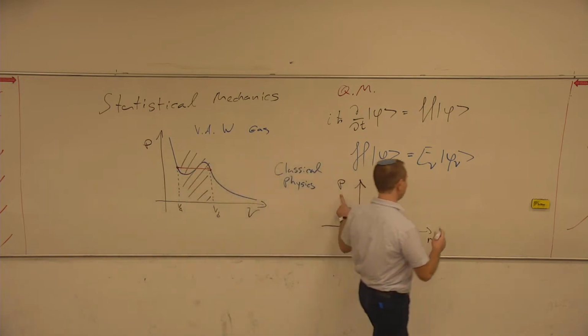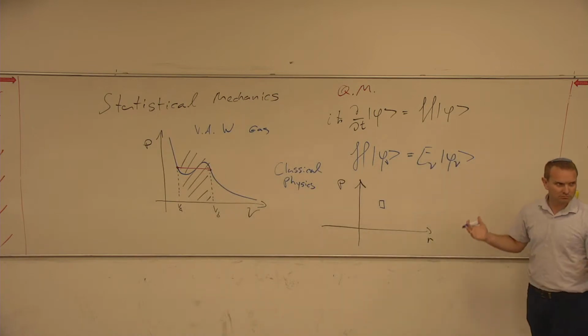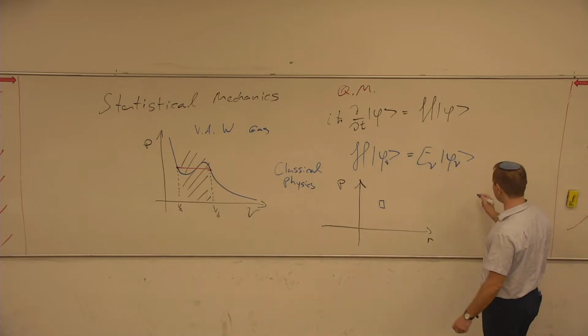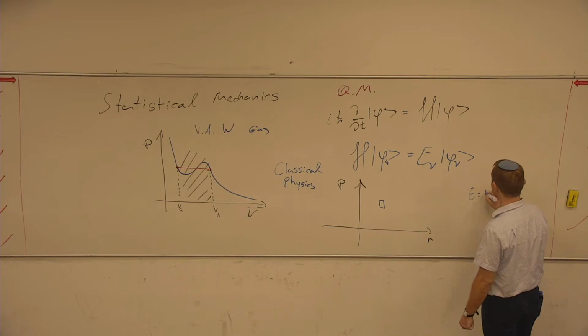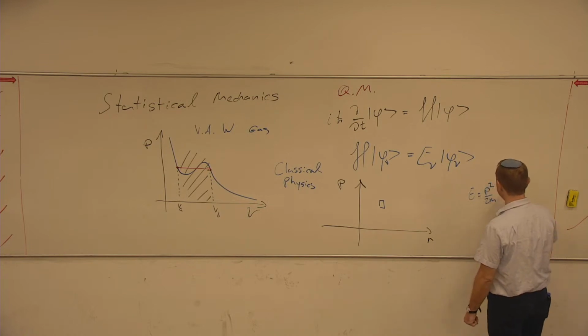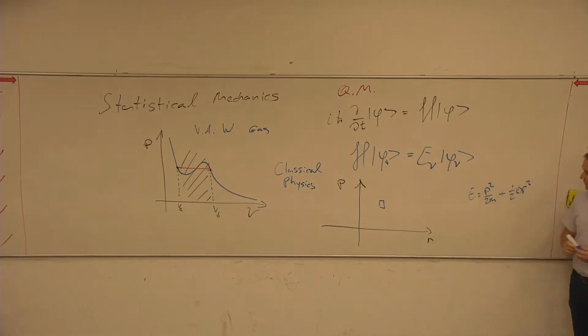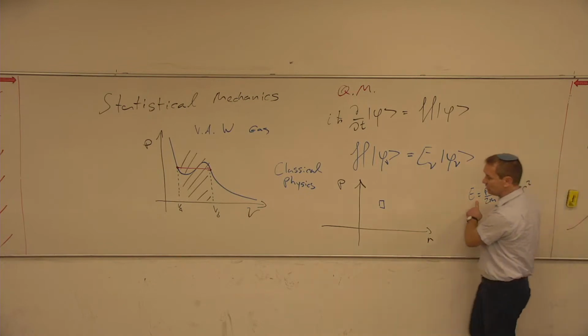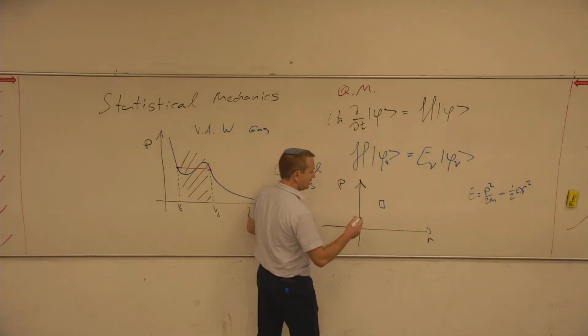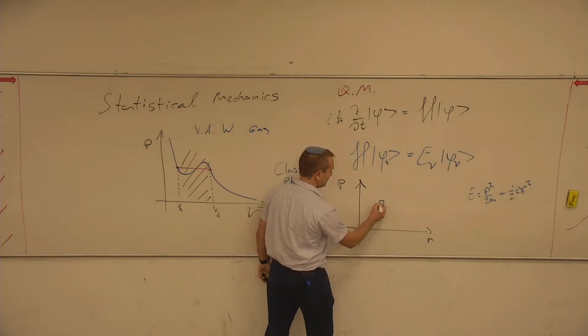What kind of an example do I have in mind? So, a linear harmonic oscillator. The energy is p squared divided by 2m plus one half k r squared. This is my energy. So for each energy in my phase space, I can plot a contour.